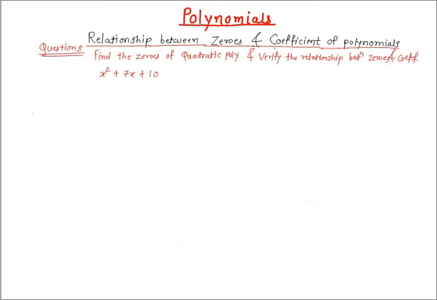Let's take the first question. Find the zeros of quadratic polynomial x square plus 7x plus 10 and verify the relationship between zeros and coefficients. How to solve this? First step is to find zeros of this polynomial. Let's first find a, b and c for this. If you compare it with the general form, ax square plus bx plus c, what is a here? It is 1. What is b here? It is 7. And what is c here? It is 10. What is the product of a and c? It is 10.